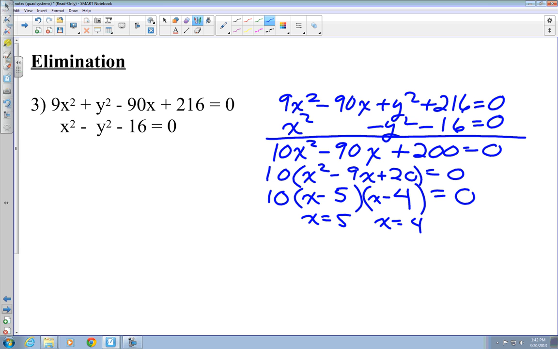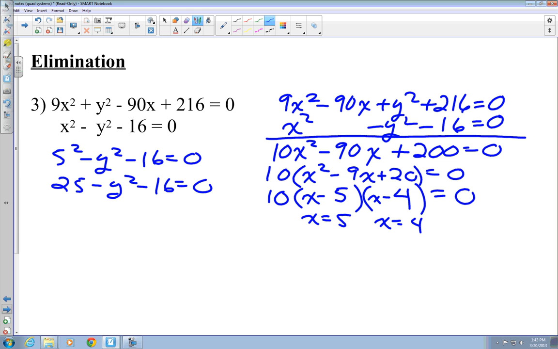So I come back here. I'm looking at those two equations. I'm thinking the second one looks a little easier to deal with, so I'm going to start there. So if I put a 5 in for my x, I get 5 squared minus y squared minus 16 equals 0. 25 minus y squared minus 16 equals 0. So 25 minus 16 is 9. 9 minus y squared equals 0.